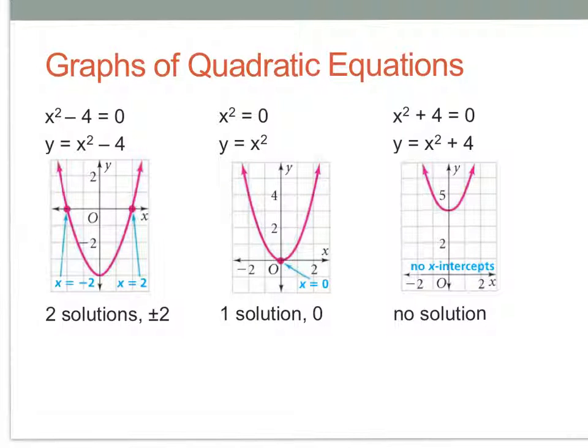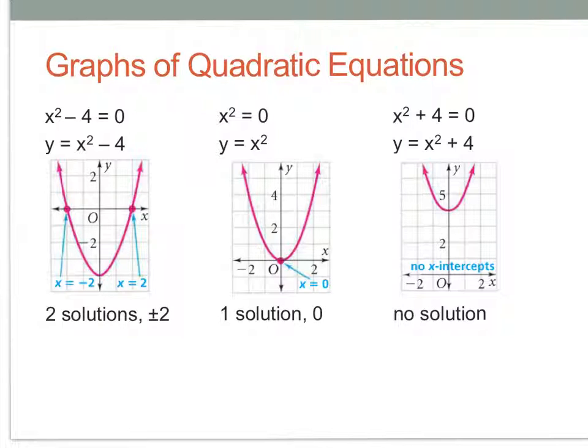In the first one, we have x squared minus 4 equals 0, and if you recall, we graphed these types of graphs, but we saw them as y equals x squared minus 4. These types of equations have two solutions, and in our first example, our solutions are positive and negative 2. That's where our parabola is intercepting the x-axis.